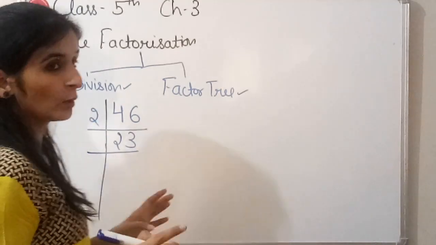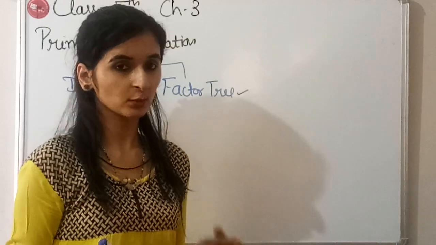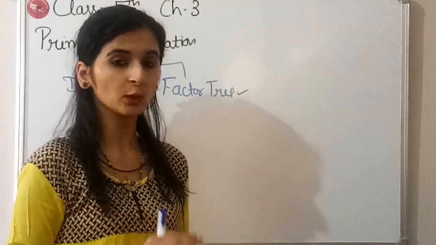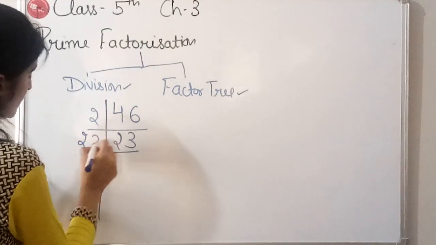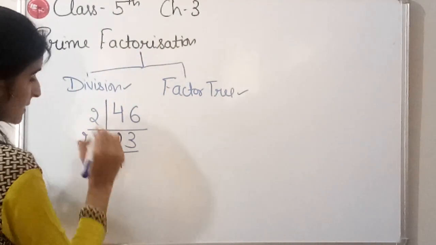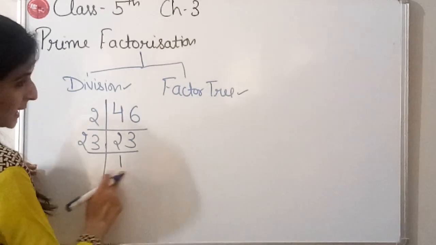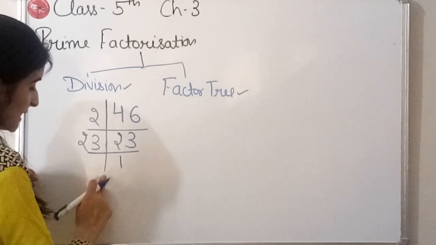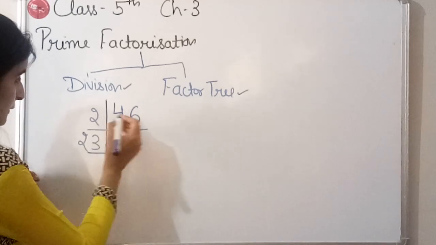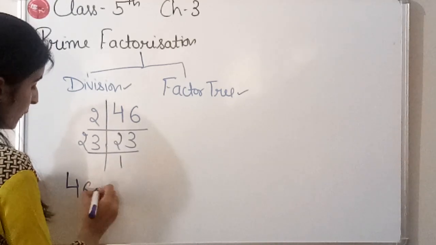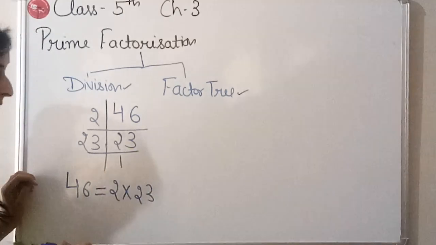Now 23 has only two factors, that is 1 and 23. So it means 23 is a prime number, and it will not be divisible by any other number. So here we will divide this by 23 itself. 23 ones are 23. When we get 1 at the last, it means we have to stop the prime factorization there itself. So the prime factorization of 46 will be 2 multiplied by 23.